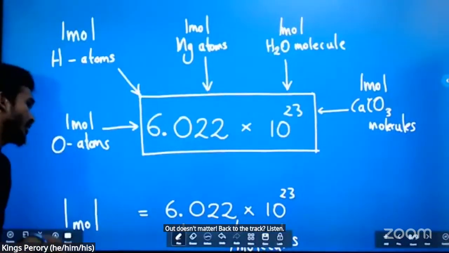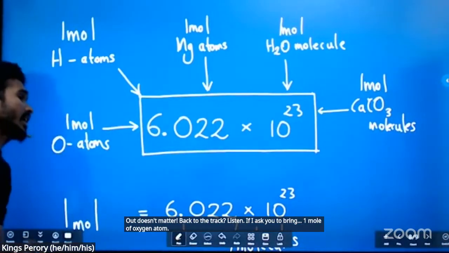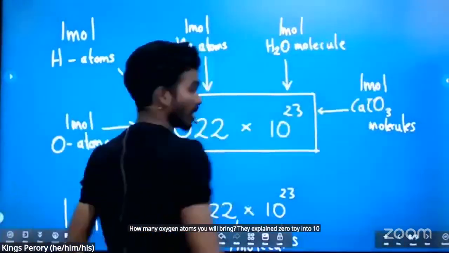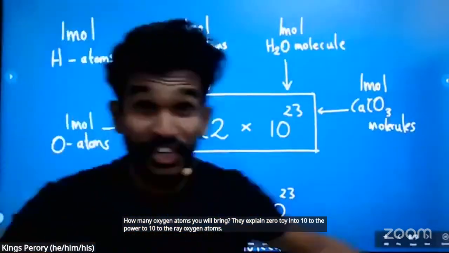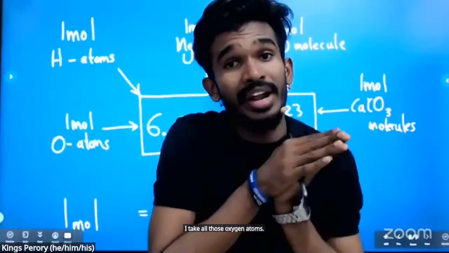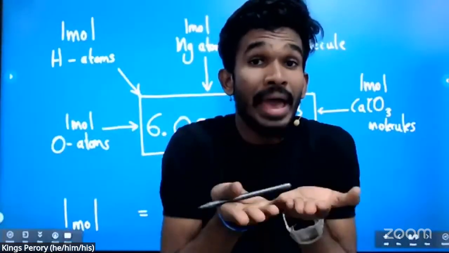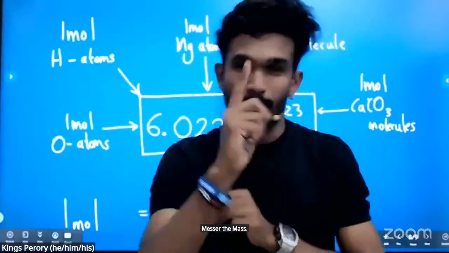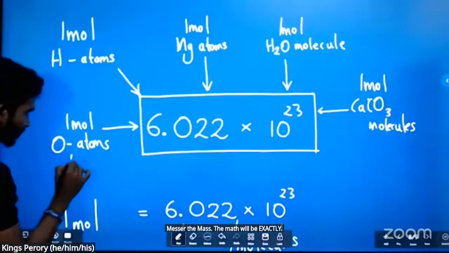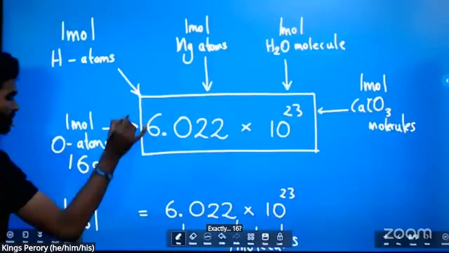If I ask you to bring 1 mole of oxygen atoms, how many oxygen atoms you will bring? 6.022 into 10 to the power 23 oxygen atoms. I take all those oxygen atoms, keep them on a weighing scale, measure the mass. The mass will be exactly 16 grams.